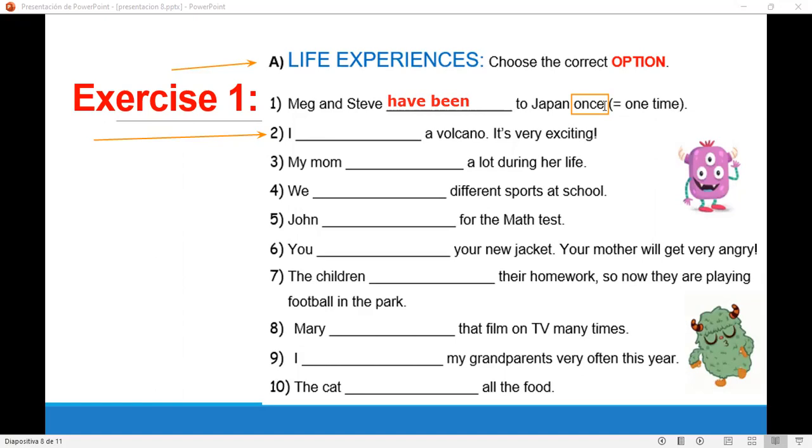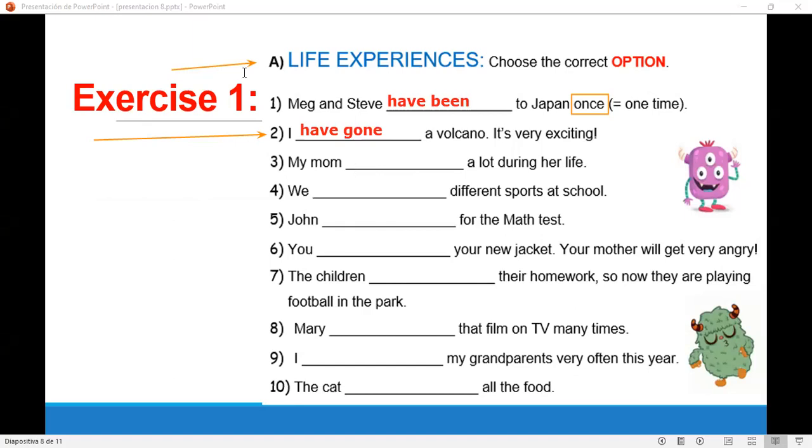Okay, so let's say the options, okay? I have gone a volcano. We can say I have gone a volcano, okay? I have gone a volcano. It's very exciting, very good.